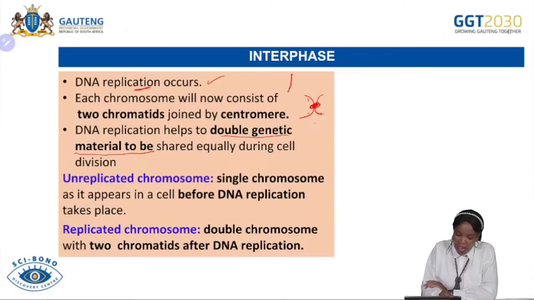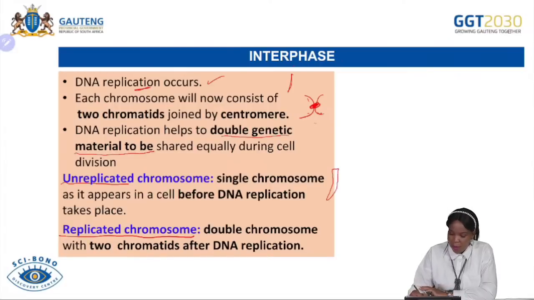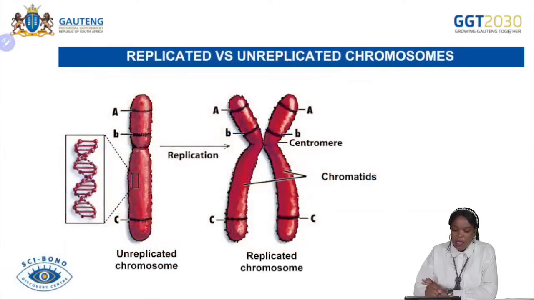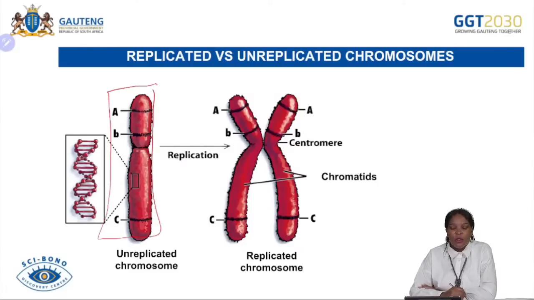Right, the story of unreplicated and replicated. By now you know. A chromosome, if it appears like this, it's a single-stranded chromosome. But if a chromosome appears like this, then you can only refer to this as a chromatid, and then this is a double-stranded chromosome. Right? So this is the story. This over here is your unreplicated chromosome.